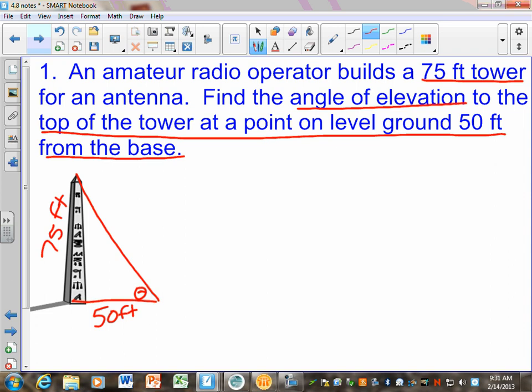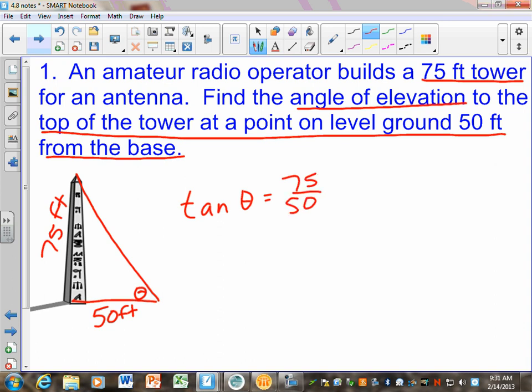And then it's just figuring out which trig function I want to use and making sure I type in the right button on my calculator. If I want to find this angle and I know this side and this side, which trig function makes the most sense to use? Tangent is opposite over adjacent, so I could say tangent of theta equals opposite, which is 75, over adjacent, which is 50.